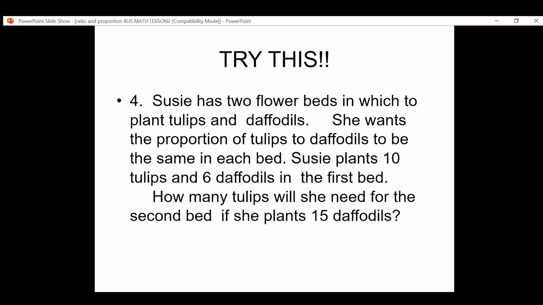Okay, so can you try this, class? You can pause the video and try to answer it. Susie has 2 flower beds in which to plant tulips and daffodils. She wants the proportion of tulips to daffodils to be the same in each bed. Susie plants 10 tulips and 6 daffodils in the first bed. How many tulips will she need for the second bed if she plants 15 daffodils? So you can pause the video and answer it.